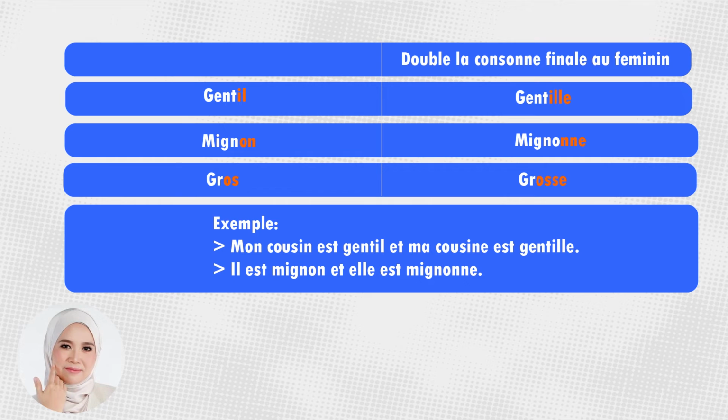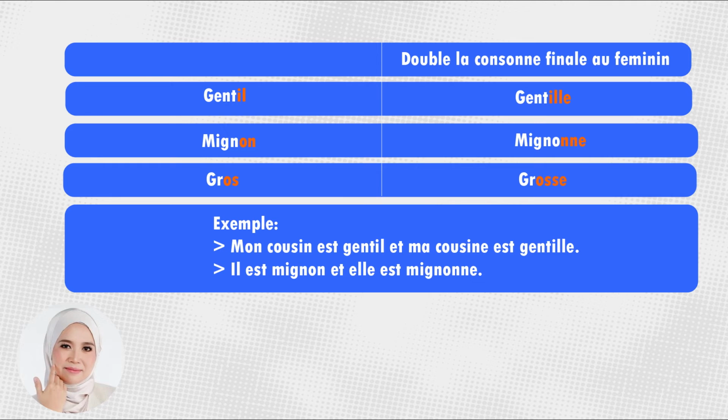Okay, now lastly, gros. Gros here means fat or big. Now, when you want to make it feminine singular, you have to write the consonant S double, then you have to add E. It becomes grosse. Okay, so I'm going to repeat the pronunciation again. Gentil, gentille. Okay, mignon, mignonne, gros, grosse.